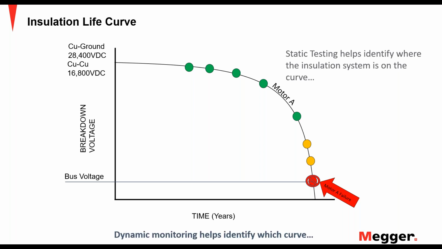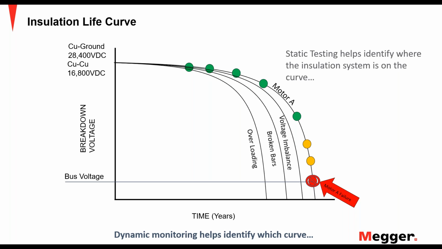We may also have a different motor, or we may have our motor A here that has a voltage imbalance. That's going to shorten the curve that motor is on, and dynamic motor monitoring helps us identify which curve it's on. It could be that we have voltage imbalance or broken rotor bars, and that's going to shorten the life of that motor. If we're overloading the motor, then we're shortening its life.